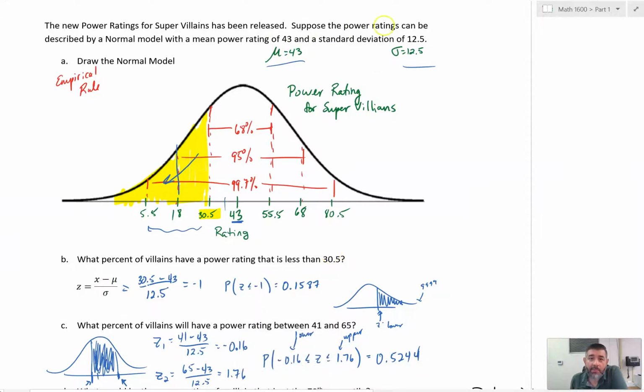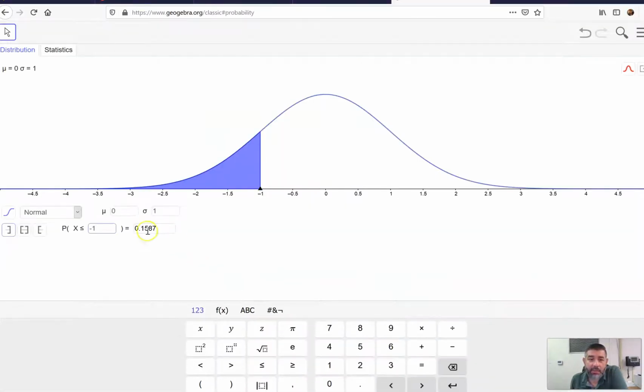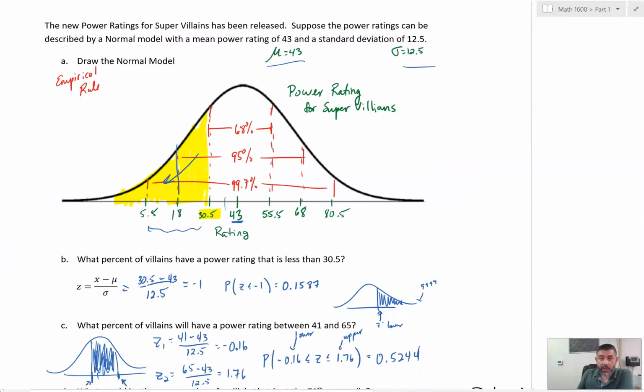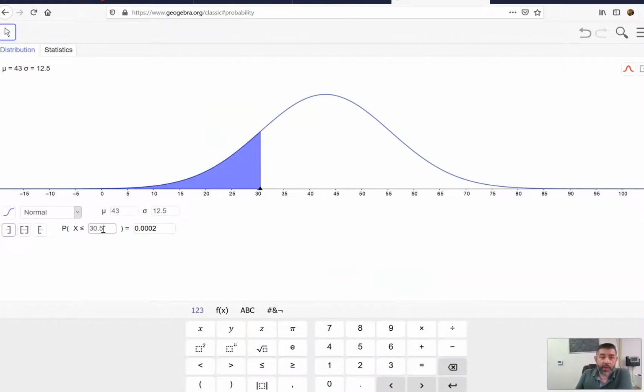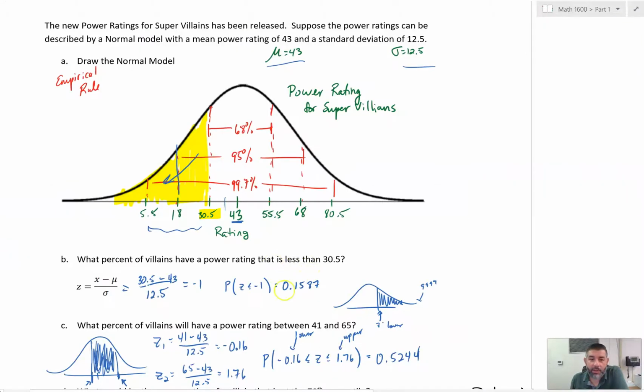Or since we have the mean and the standard deviation in this case, I can change the mean to 43, and the standard deviation, I believe, was 15. Let me go back and check on that. It's 12.5, sorry, 12.5. And then I want my actual value here of 30.5. And now it gives it to me. So here's my probability, there we go. And it tells me what my mean is, my standard deviation. Bam, that's all you've got to do. And then we've got our answer.